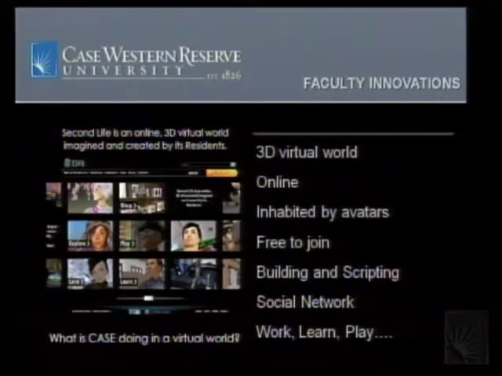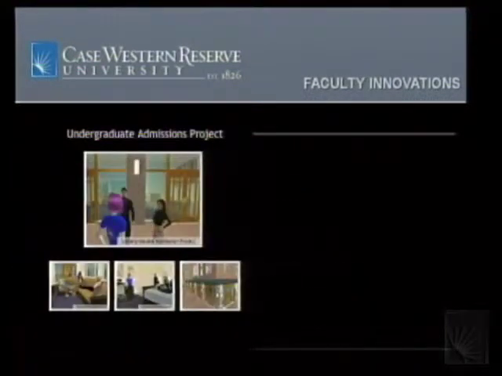It's a fantastic social network. Even though it's comparable to chatting or talking on Skype or whatever, having your own character in there really gives you an immersive feeling that you just don't get with those other things. And we use it to work, learn, and play, and people all around the world do that as well.